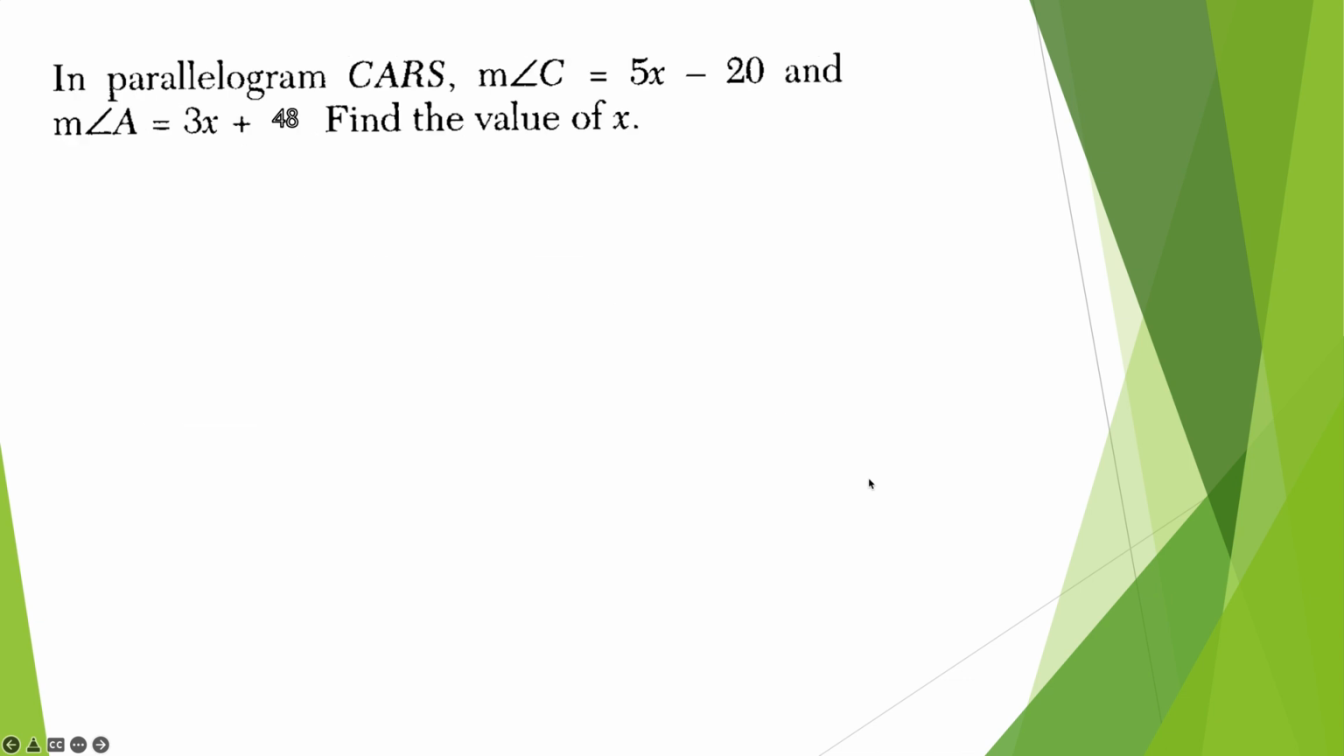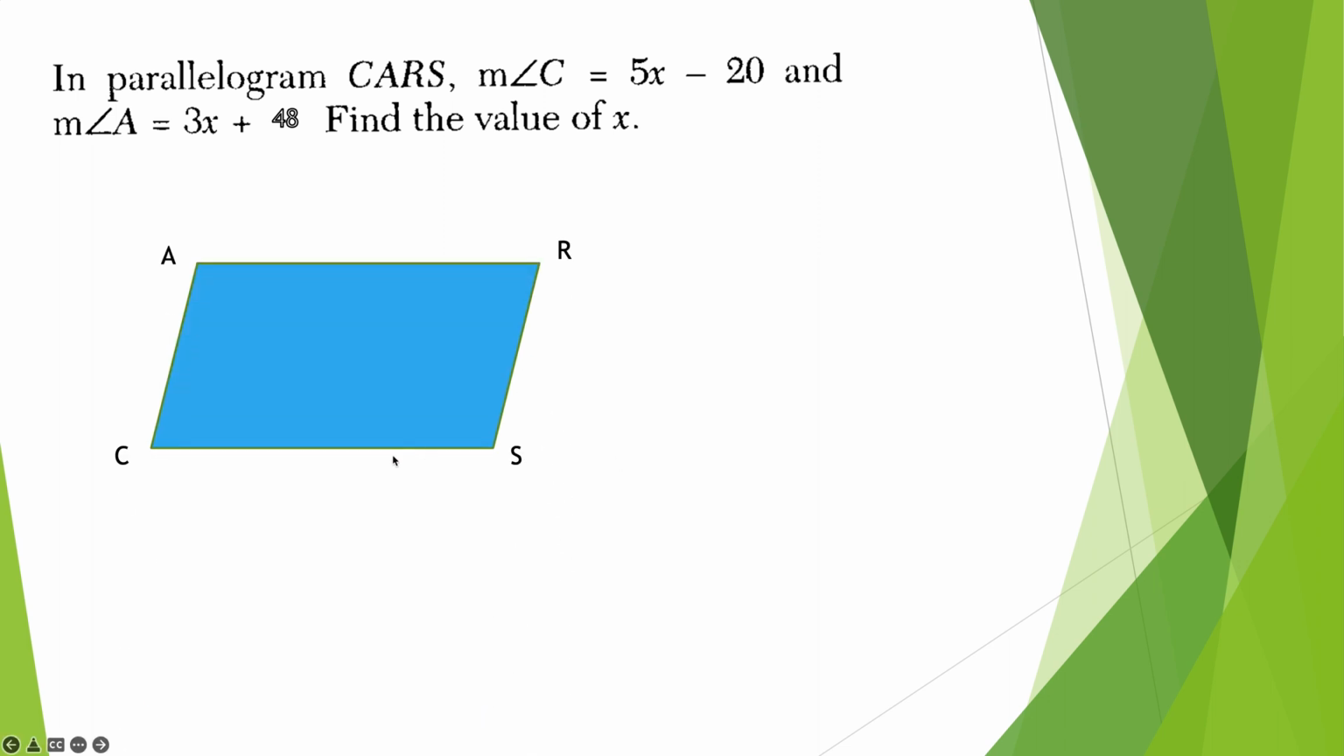Next up, parallelogram cars. Measure of angle C is 5x minus 20, and the measure of angle A is 3x plus 48. Find the value of x. And we always say to begin with a diagram, and just in case we haven't mentioned it, it doesn't matter where you put the C. It just matters that once you have the C planted, and once you assign it to a vertex, and once you start going in a direction to A, that you keep going in a direction and don't skip any places. Okay, that's how you have to label a quadrilateral or a triangle or anything like that.